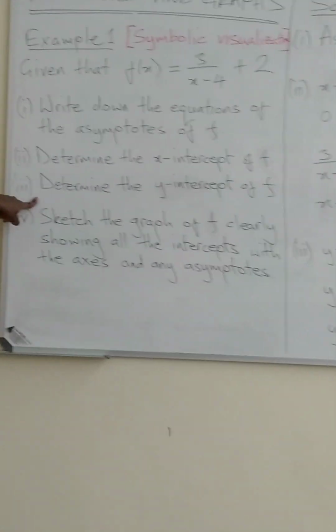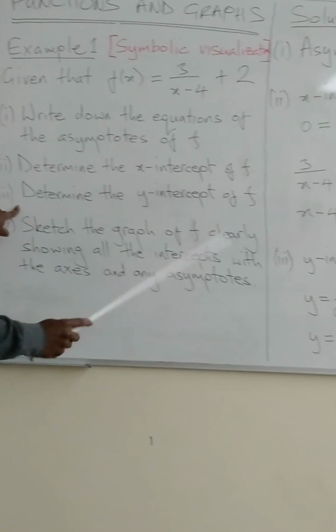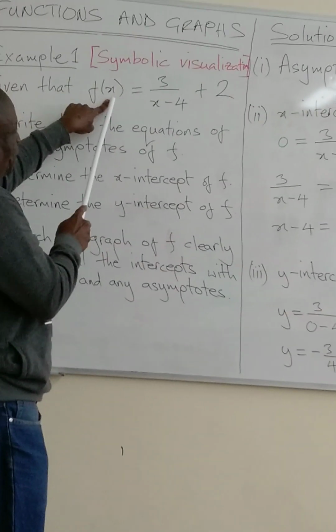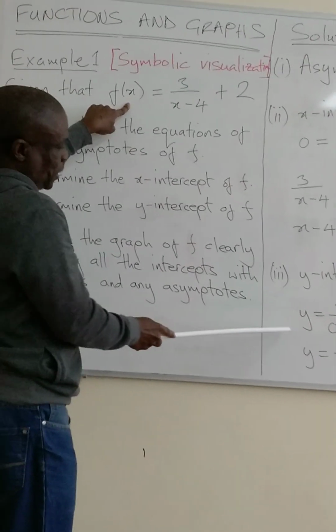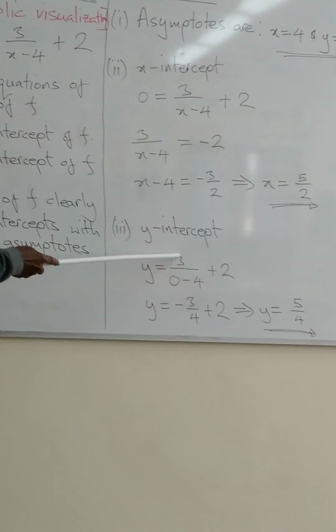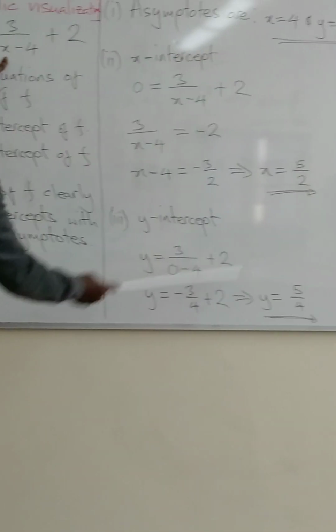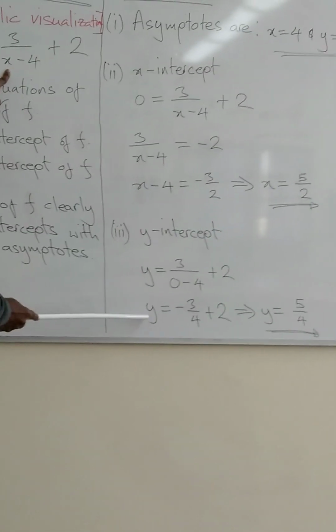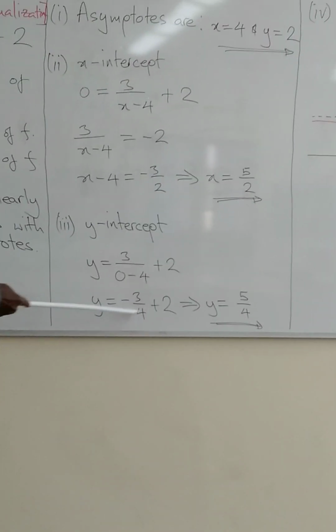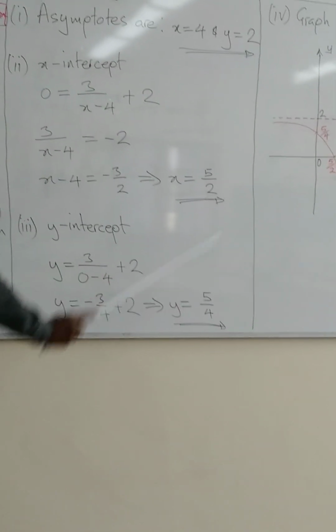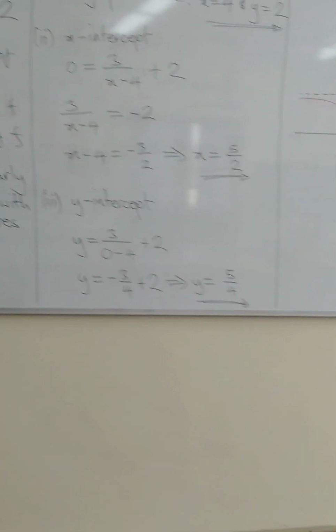Part 3, determine the y-intercept of f. For the y-intercept, you know that we put x is equal to 0 and make this f y, so that our equation becomes y is equal to 3 over 0 minus 4 plus 2. And then it simplifies to y is equal to minus 3 quarters plus 2, which gives us y is equal to 5 over 4, our y-intercept.